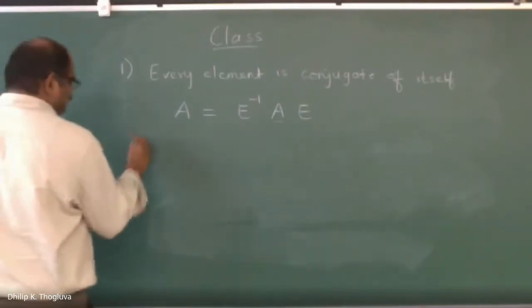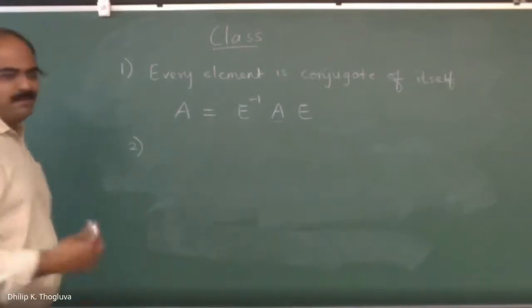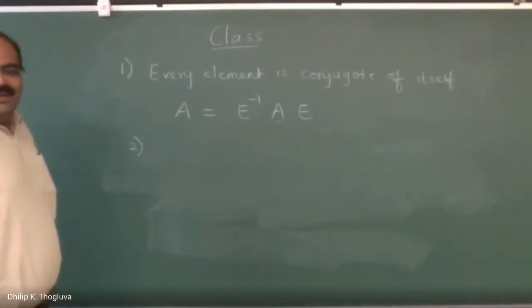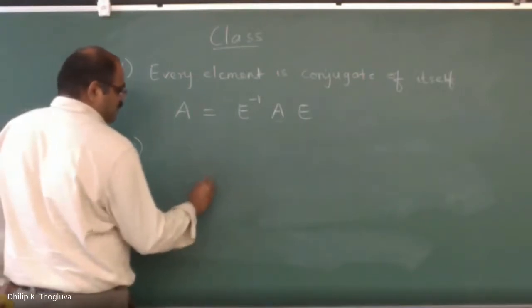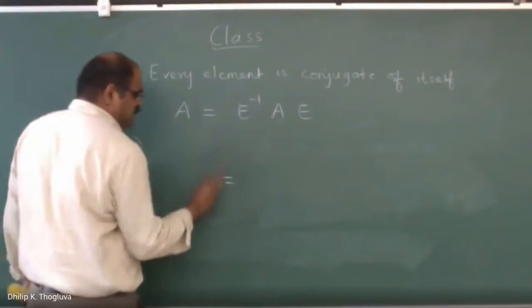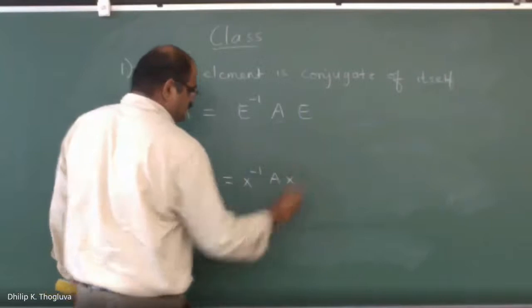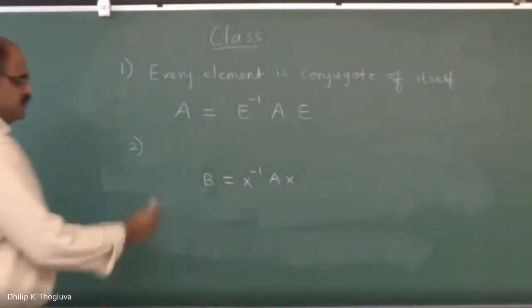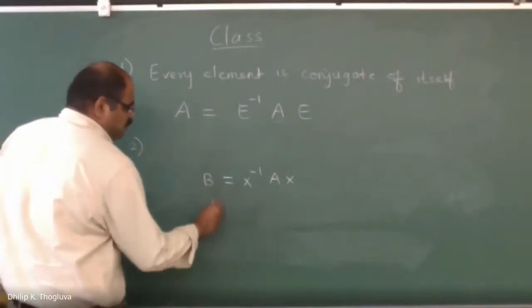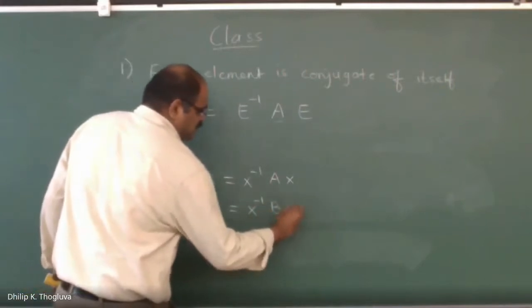Second rule is: if A is a conjugate of B, then B will be a conjugate of A. Last time we got B as X inverse A X. So we said A and B are conjugate elements. If this is true, the reverse will also be true. So A equals X inverse B X.